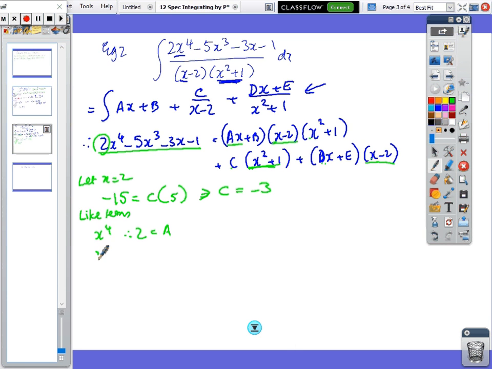For the x cubed term, minus 5 equals, now c can't get to x cubed, de can't get to x cubed, but a and b can both get to x cubed, so ax times minus 2 times x squared would be a cubed term, so we've got minus 2a, and then b times x squared would also be a cubed term, so that's the only ones. And then equals minus 4 plus b, so b equals minus 1.